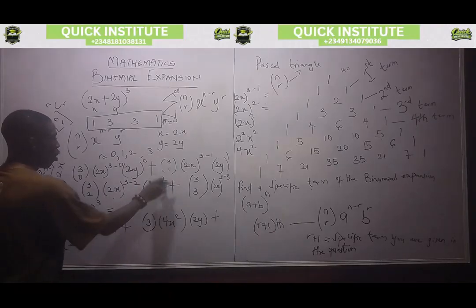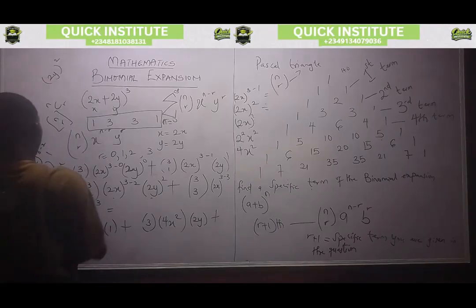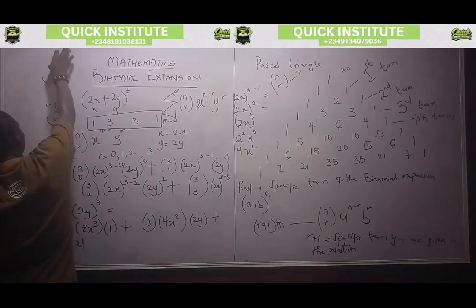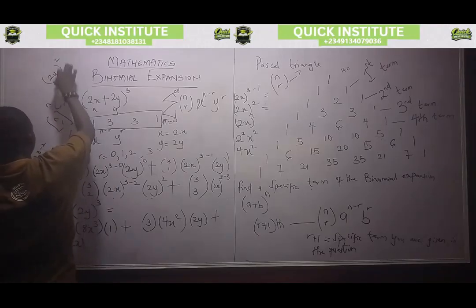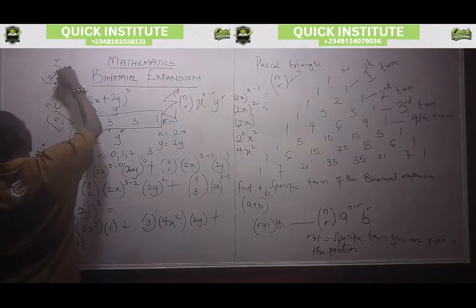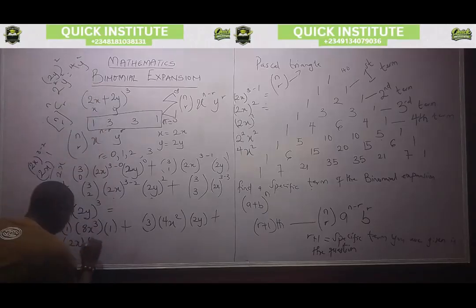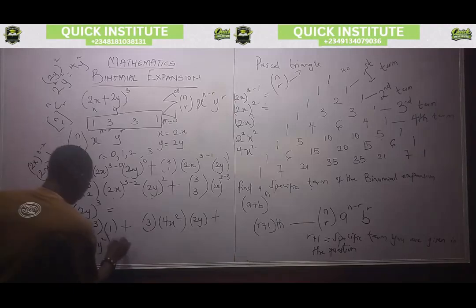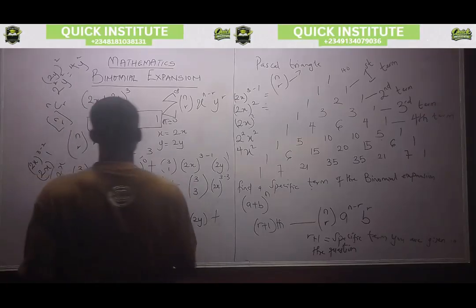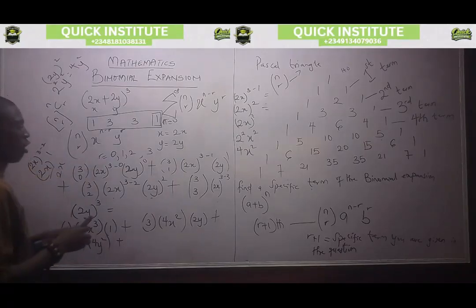Now 2 raised to the power y, all squared. I told you earlier that this power is distributed to everything in the bracket. So we have 2 squared and y squared, which is 4y squared. So we now have 4y squared, plus 3 combination 3, which is 1. That's how we have 1.